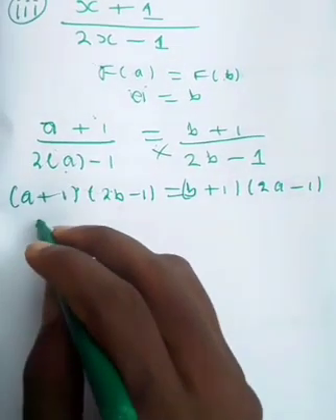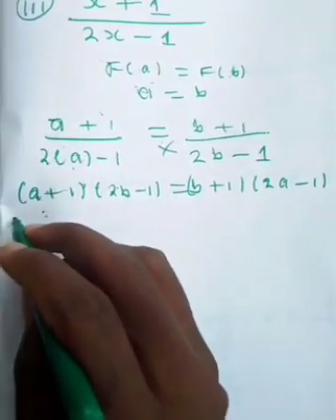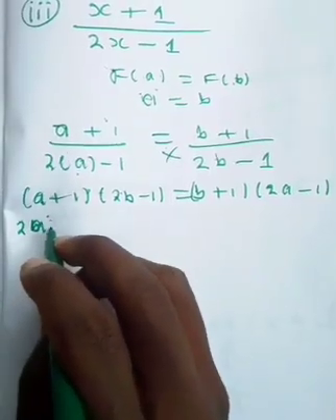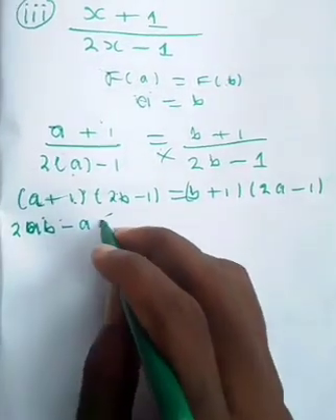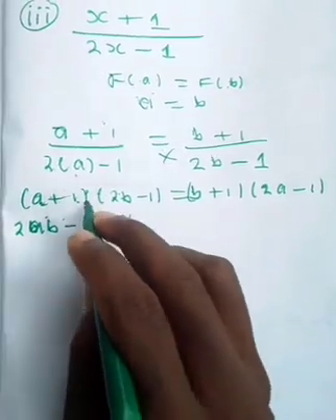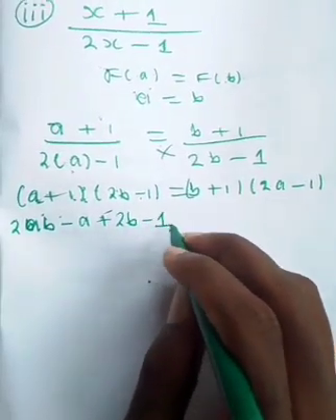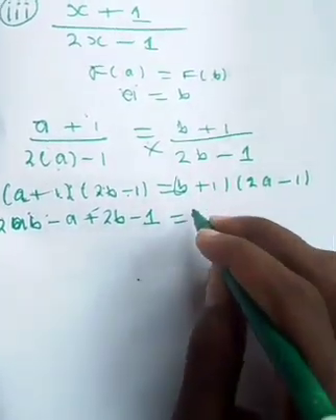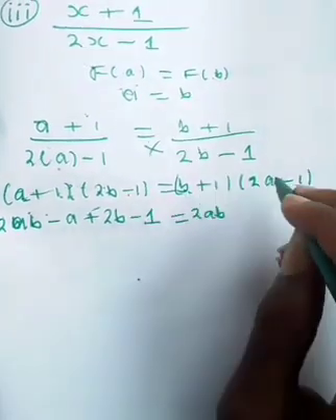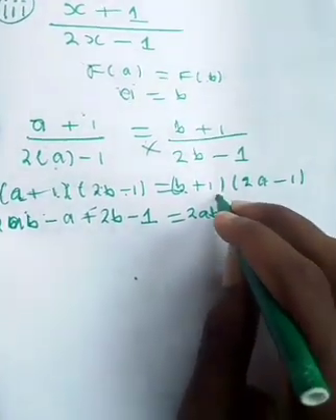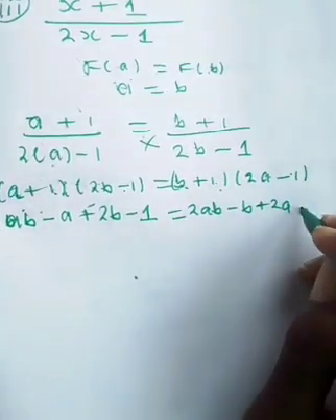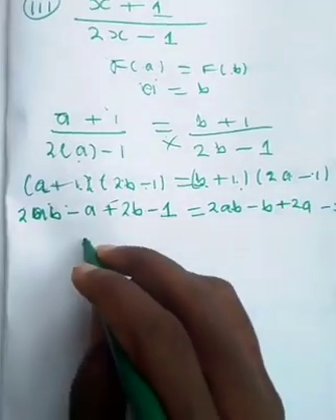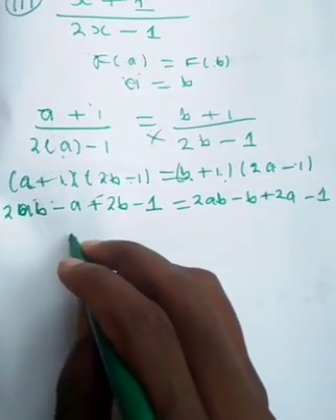Then we expand. This time it will be 2ab, negative a, plus 2b, negative 1. Then this time it will be 2ab, negative b, 2a, then 1 times this is going to be negative 1. Let's simplify. If there is anywhere we can simplify, nowhere, right?